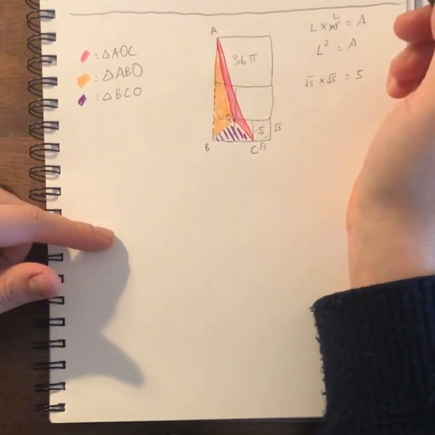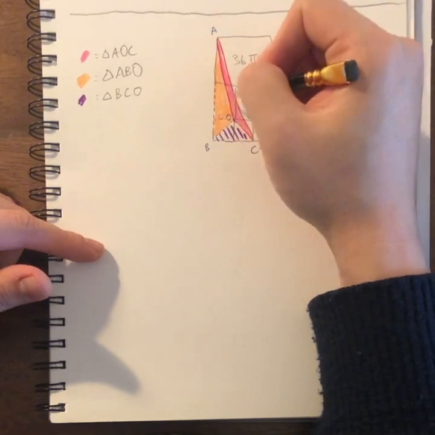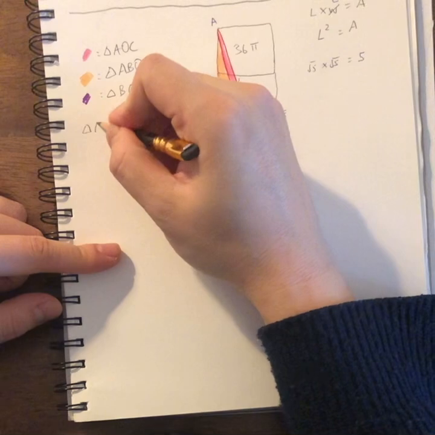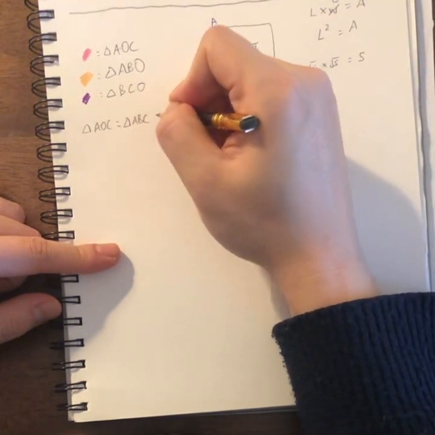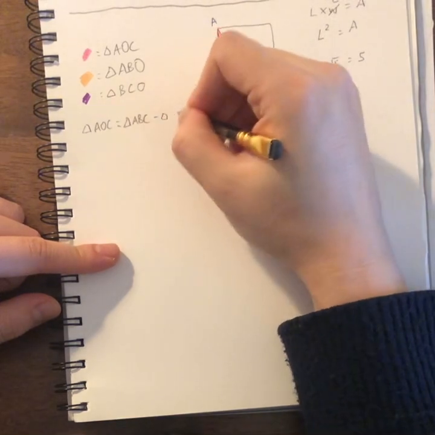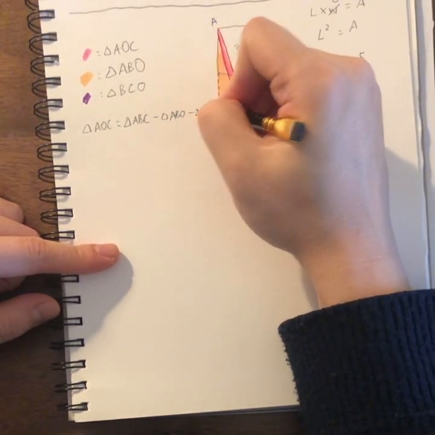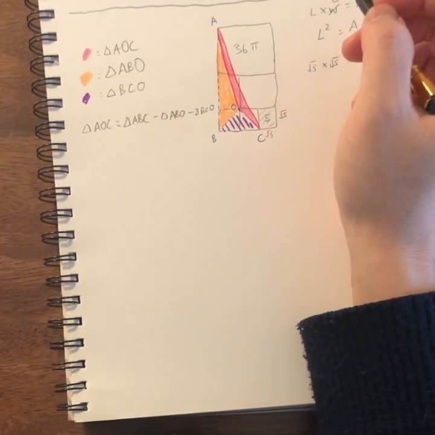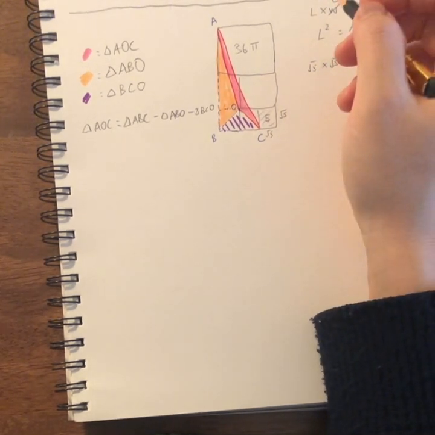So really, we can say that this red triangle, triangle AOC, is the big triangle ABC minus triangle ABO minus triangle BCO. Okay, so we've clearly defined some triangles over here. Now all that's left is to figure out what the areas of these triangles are. So let's think about this.